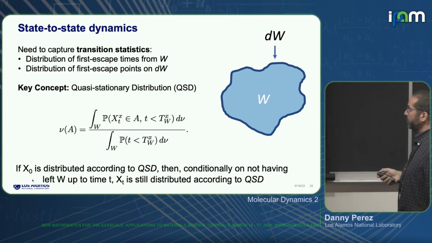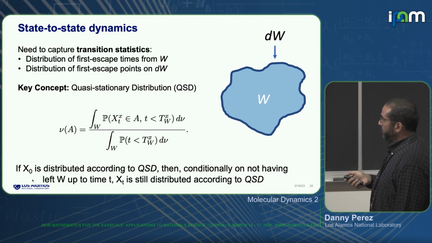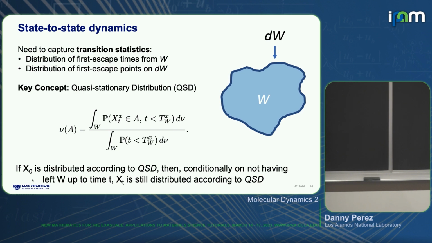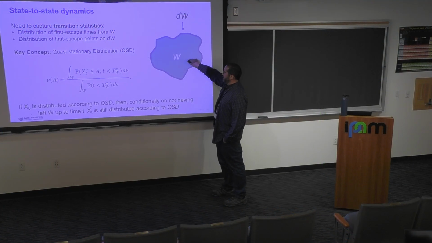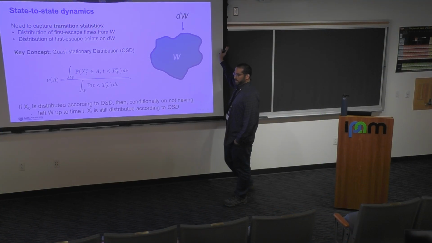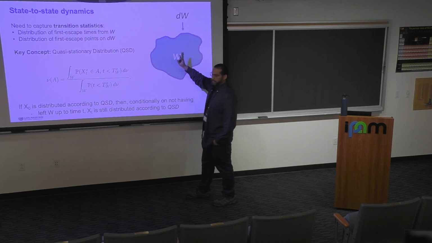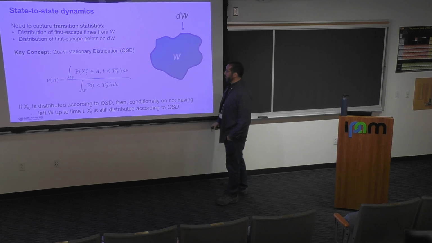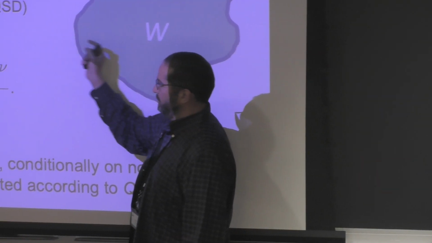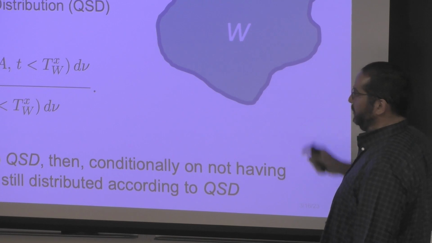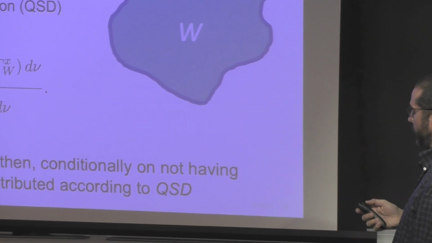Okay. So what I told you about is that what I care about is the state-to-state dynamics. If I'm in some region of my configuration space, what I care about is when I am going to leave this place, and from which border of my domain I am going to leave. Because if I leave this way, it will be one reaction. If I leave that way, it will be something different happening. So I want to get that right.